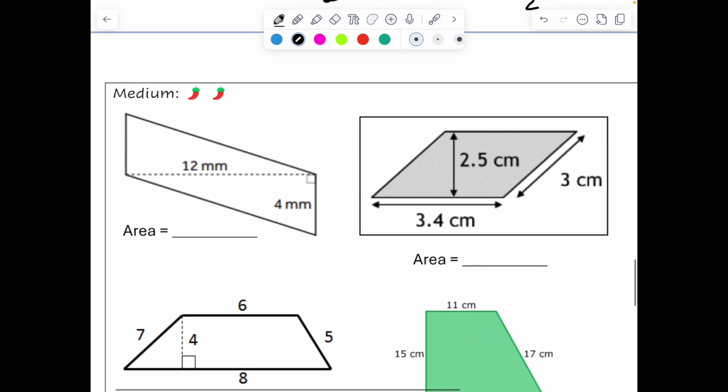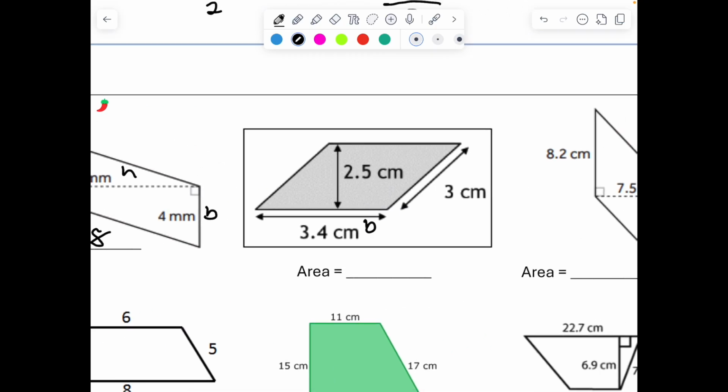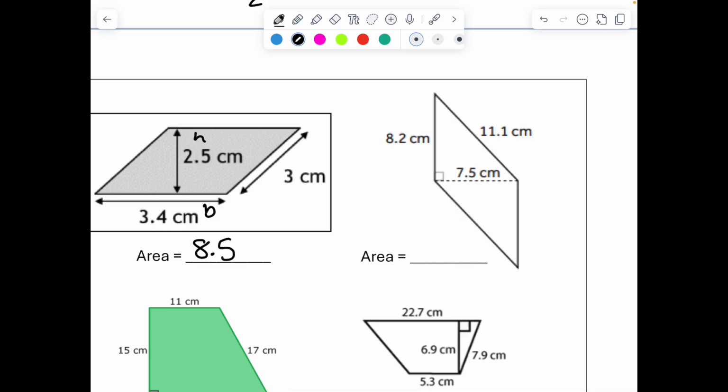Okay, moving on to our medium. Again, we need to make sure our base and our height are perpendicular. So our base is 4, our height is 12. 12 times 4 is 48. Here our base is 3.4, our height is 2.5. I think we did this problem already in the mild, but 8.5.